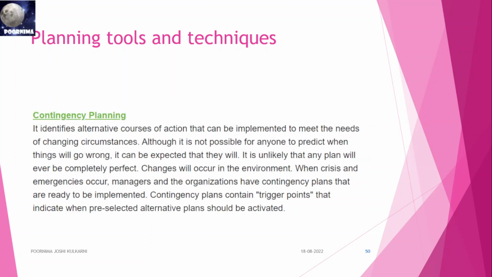Contingency planning is also one of the tools for successful planning. It identifies the alternative courses of action that can be implemented to meet the needs of changing circumstances. Although it is not possible for anyone to predict when it will go wrong, it can be expected that things will. It's unlikely that any plan will ever be completely perfect. Changes will occur in the environment. When crises and emergencies occur, managers and organizations have contingency plans that are ready to be implemented. Contingency plans set certain trigger points that indicate when pre-selected alternative plans should be activated.